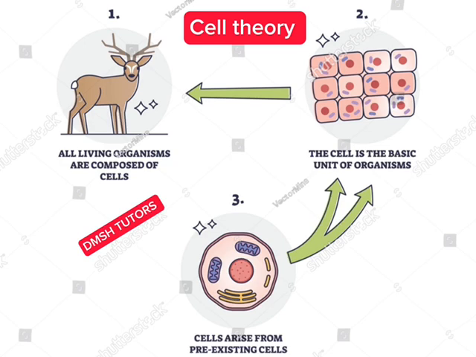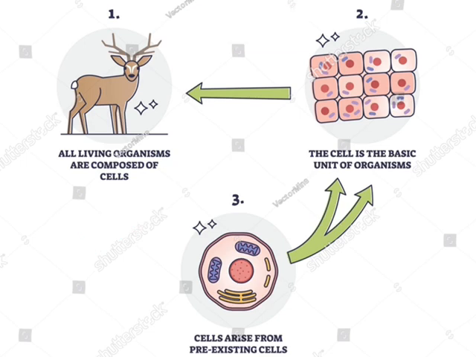Alright, let's start with cell theory. The cell is the basic functional unit of life, and the cell theory was formulated in the year 1839. It includes three basic principles. The first one is this: all living organisms are made up of one or more cells, and the smallest living unit of structure and function of all organisms is the cell. And again, all cells arise from pre-existing cells.